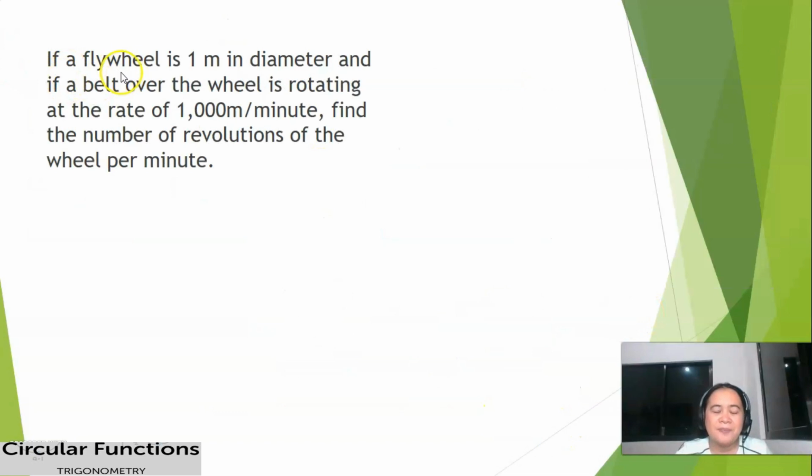Okay, another example. If a flywheel is 1 meter in diameter, and if a belt over the wheel is rotating at the rate of 1000 meters per minute, find the number of revolutions of the wheel per minute.